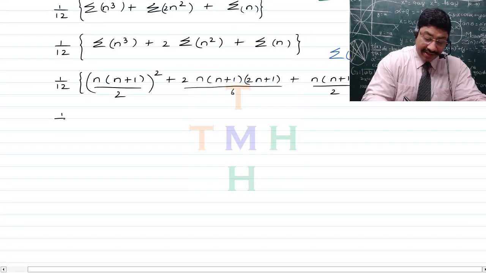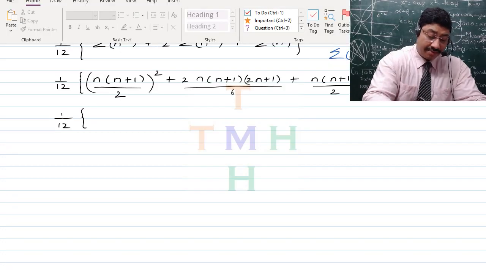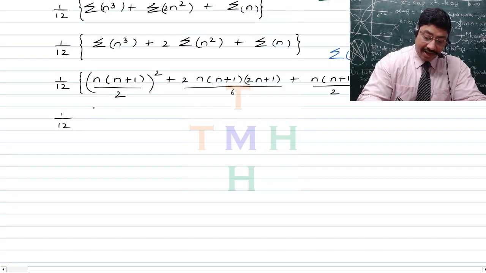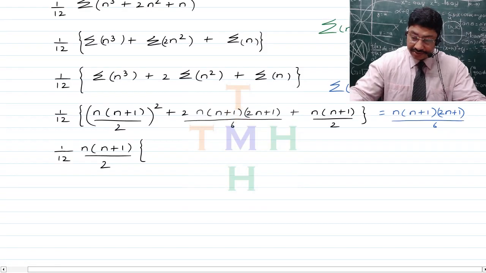The simplified calculation, now this is going to be 1 upon 12, which is going to be multiplied with something which can very easily be taken outside, that is n times n plus 1 divided by 2, which is common to all the terms. Just see it.